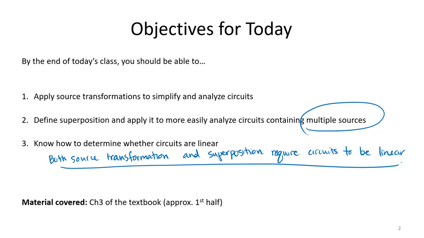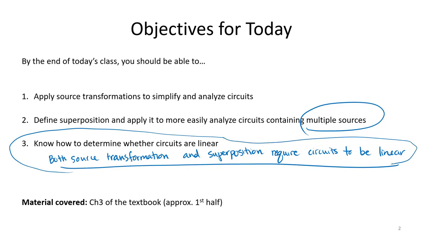Most of the time in our class, our circuits will have linear behavior, but we'll also review how we determine whether our circuits are linear. If you happen to have a circuit with nonlinear behavior, then you may not be able to use source transformation or superposition. So we'll also clear up how to make sure everybody's linear before we perform that analysis.